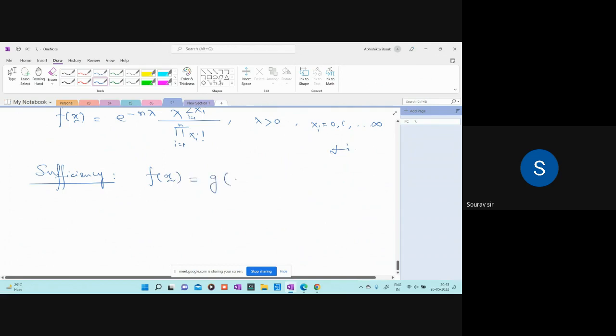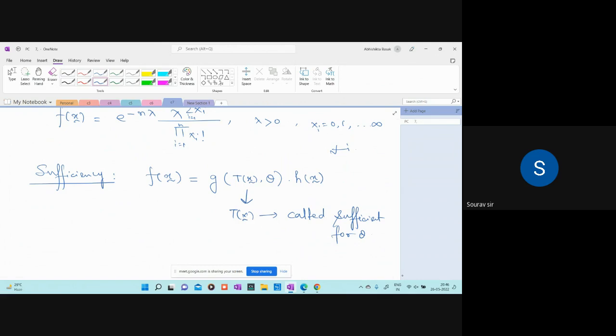be written as a function of the test statistic and a function of the parameter, with a product of a function of only the samples, then this particular T of x curl will be called sufficient for theta, the parameter theta.